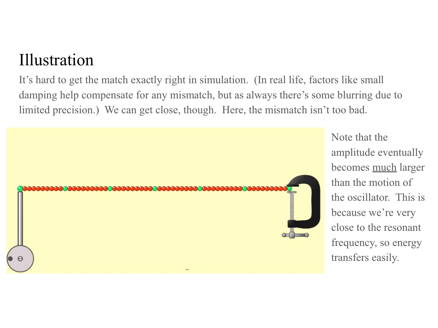It's hard to get the match exactly right in simulation. In real life, factors like small damping help compensate for any mismatch, but as always, there's some blurring due to limited precision. We can get pretty close, though. For this case, the mismatch isn't too bad. Notice that the amplitude eventually becomes much larger than the motion of the oscillator. That's because we're very close to the resonant frequency, so the energy transfers in very easily.